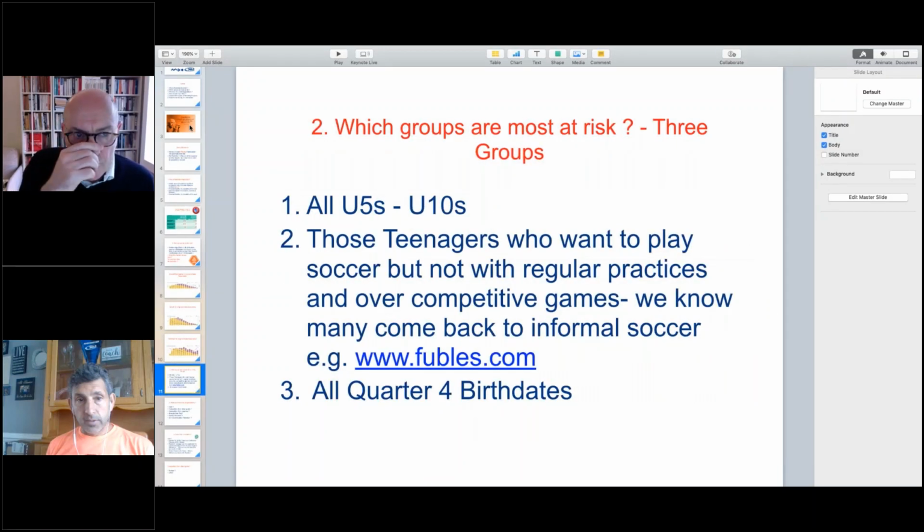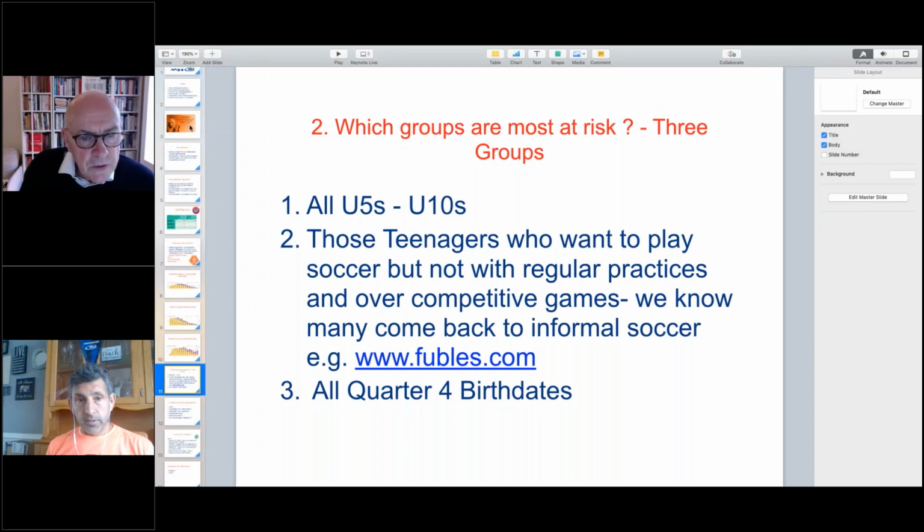So which groups are at most risk? I would say all 5 to 10-year-olds, keeping them in. Those teenagers who want to play soccer but don't want the regular practices and over competitive games, they may come back and we do them. If you want to check that website, it's a massive website in Europe for recreational soccer.